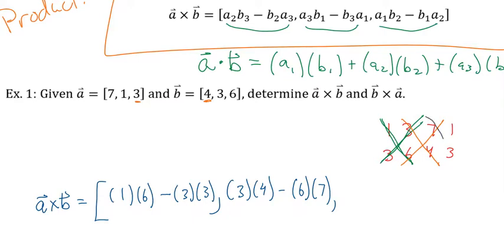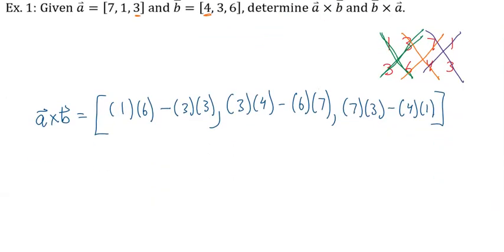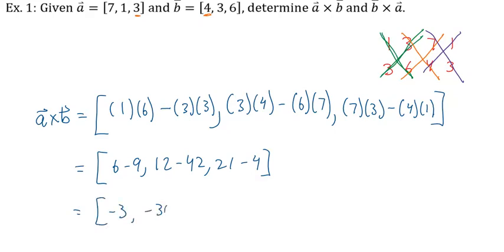Okay, and finally, I'm going to do the last cross like that. So that's 7 times 3 minus 4 times 1. Okay, and this works out to 6 minus 9, 12 minus 42, 21 minus 4, which works out to negative 3, negative 30, and 17. The result is a vector.